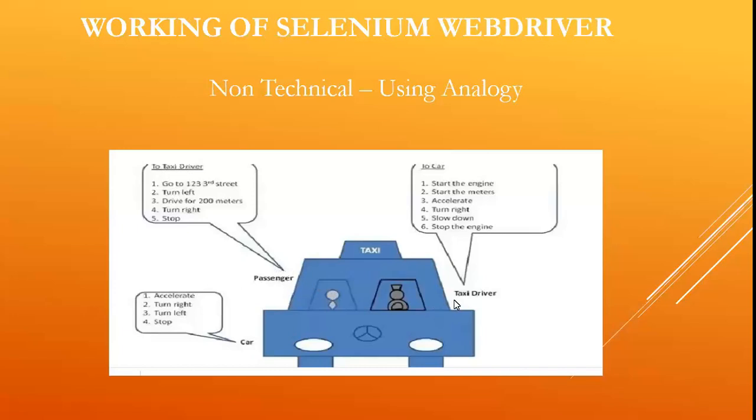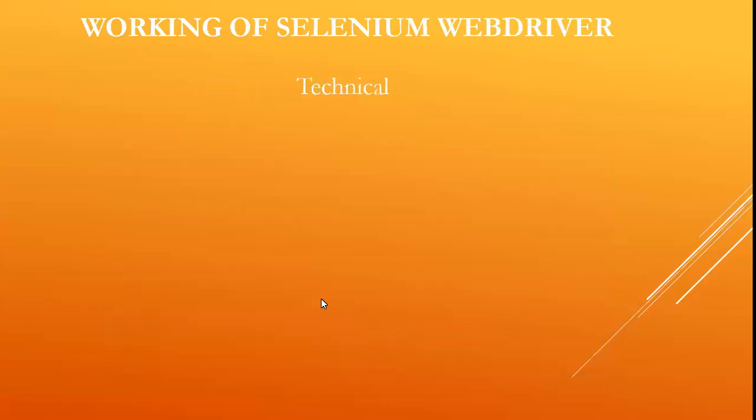So we will give the instructions to the taxi driver, and the taxi driver will follow our instructions and do it accordingly, and give the instruction to the car, and the car will act as per the driver's instructions. So all these are interrelated. This is the non-technical way I have told you.